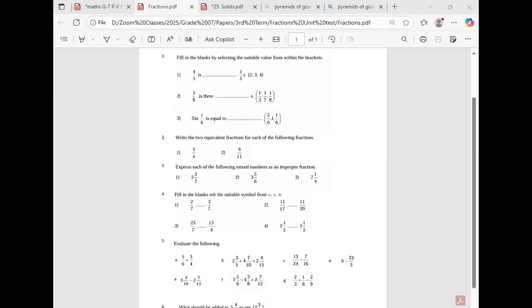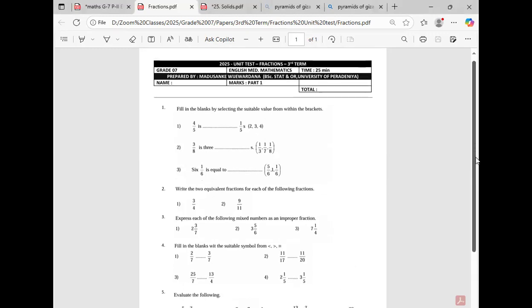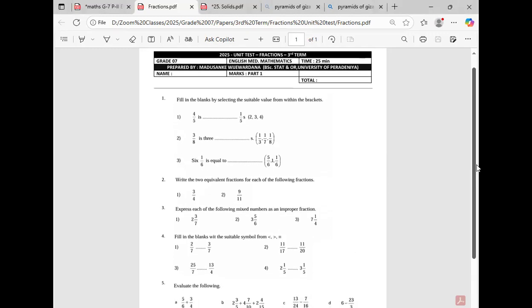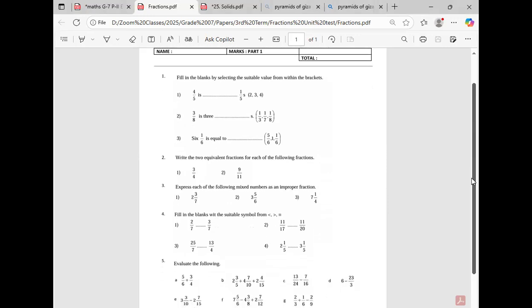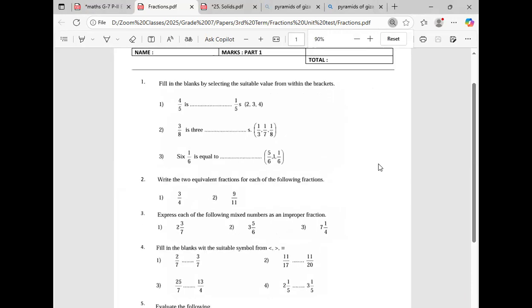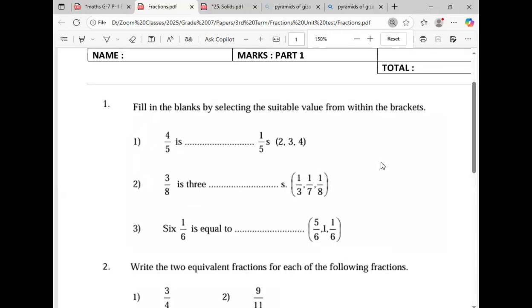Right, guys. So this is the unit paper that we did today as an online activity, right? Then I will begin discussing this, so that you can see. I have zoomed it in, right?